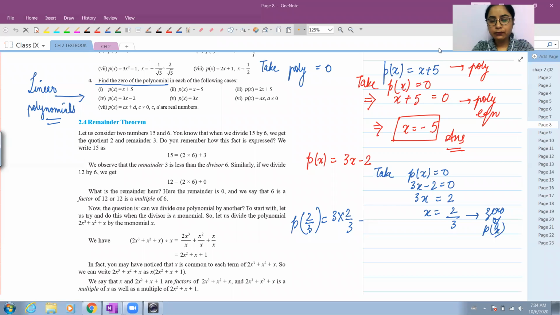Okay, yesterday we left here where we have to find out the zeros of a polynomial. And I mentioned that in your textbook, you only have questions for linear polynomials. And I'll discuss quadratic polynomials as well. So before we start question number four, let's write down a note.